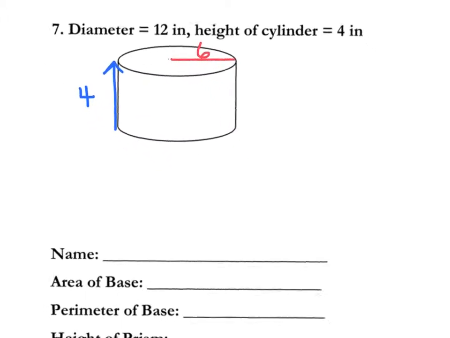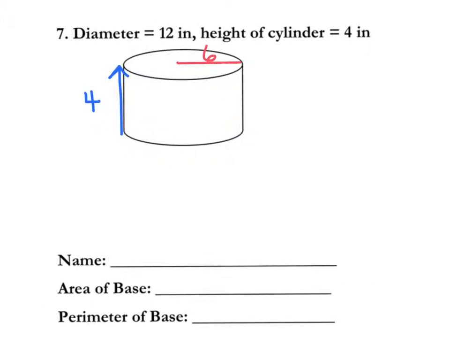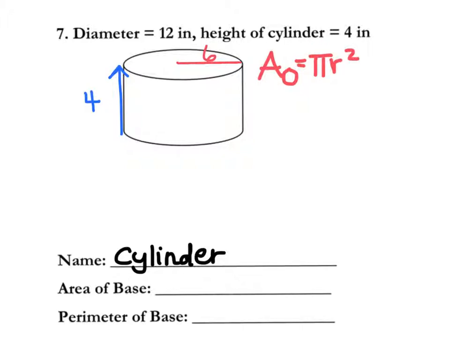First things first, name of the shape, cylinder. Area of the base, area of a circle, pi r squared. Pi times 6 squared. 6 squared is 36, so 36 pi.